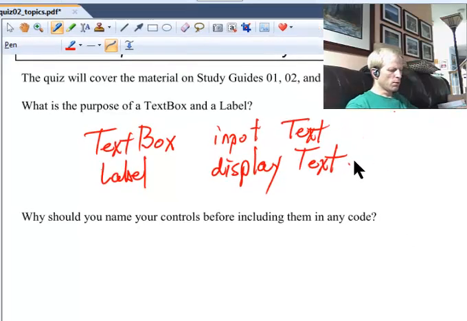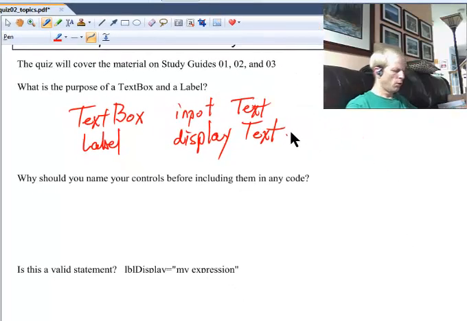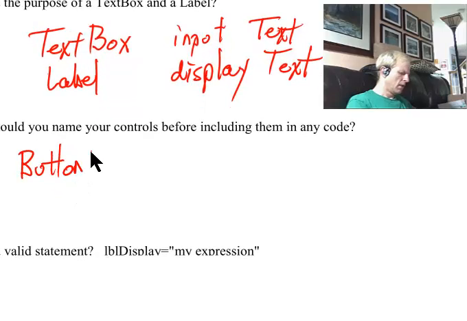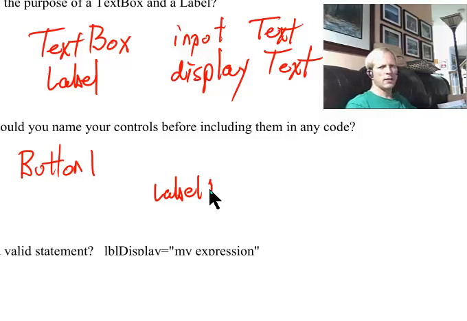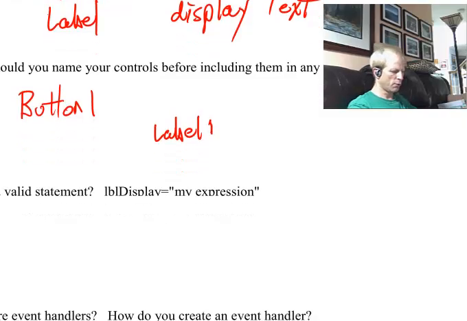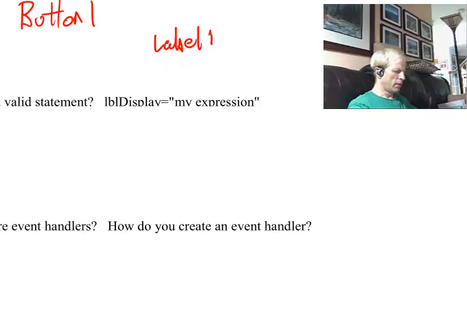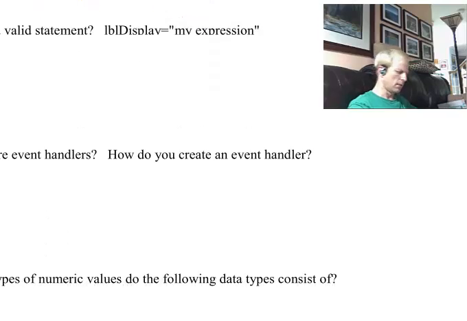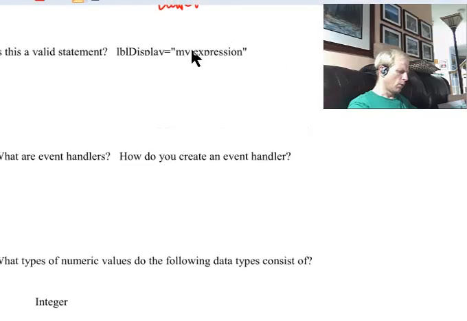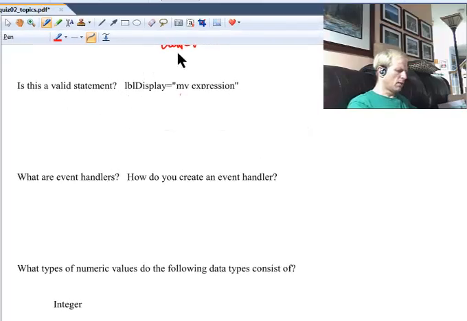Why should you name your controls before including them in any code? If you don't name them first, they will have names like button 1 and label 1 in your code, and that makes your program really difficult to read because you have no idea what each control does when reading the code.